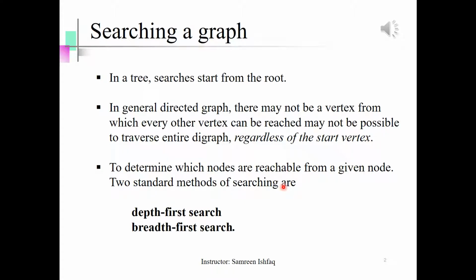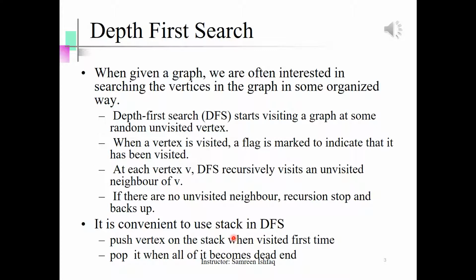To determine which nodes are reachable from a given node, two standard methods are used: depth first search and breadth first search. When a graph is given, we are interested in searching the vertices in the graph in some organized way.